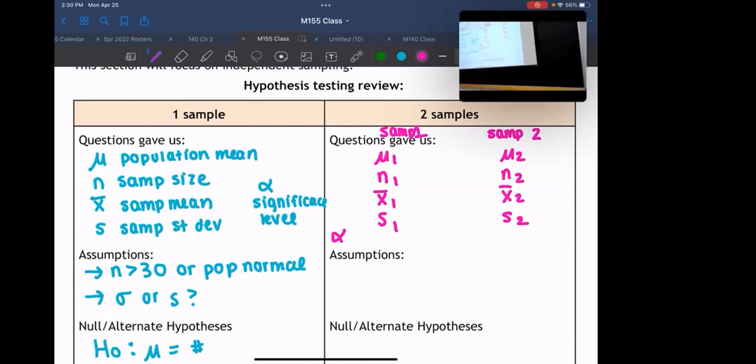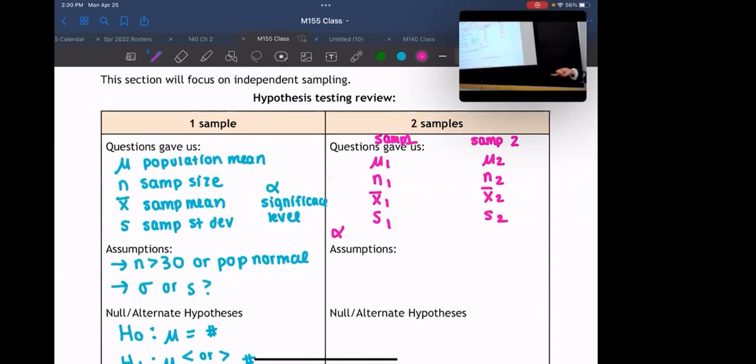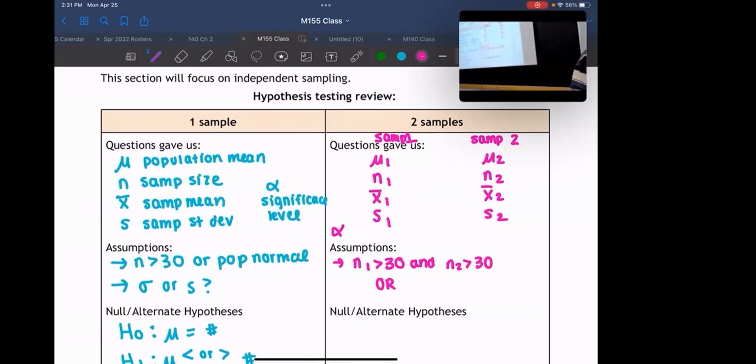Assumptions for these types of questions. Before, we asked ourselves if the sample size was big enough. Since we have two samples, we have to ask: is n1 bigger than 30 and n2 bigger than 30? We have two sample sizes to check. If either one isn't big enough, we have to go in the question and see if there's anything about a normal population. So n1 bigger than 30, n2 bigger than 30, or population normal.